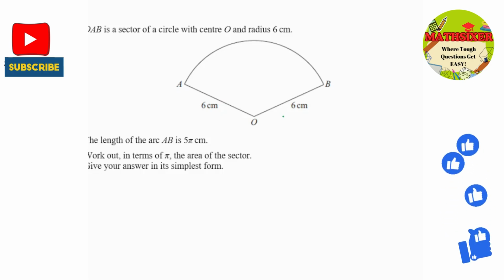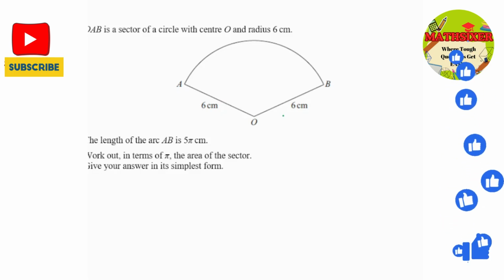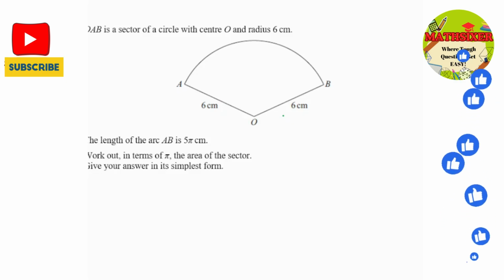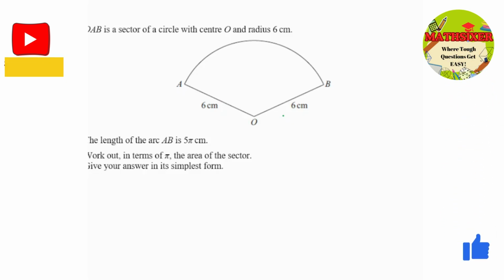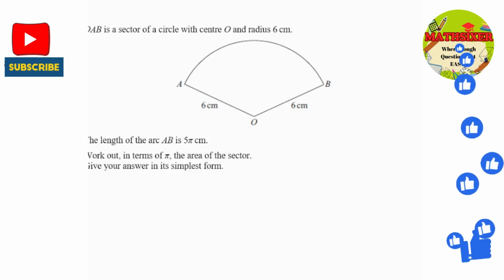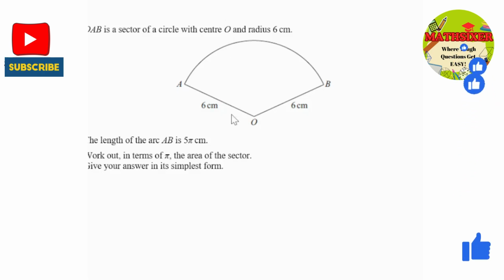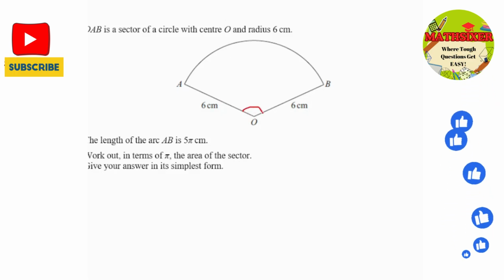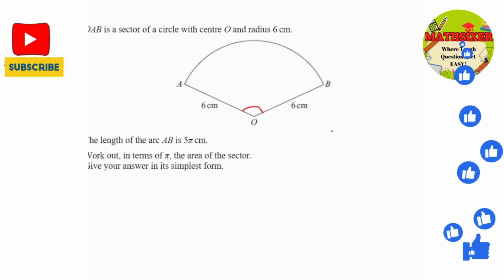Question number 15 says OAB is a sector of a circle with center O and radius 6 cm. The length of the arc AB is 5 pi centimeter. Work out in terms of pi the area of the sector. Give your answer in its simplest form. To find out the area, we must know the angle. We must know the angle of the sector before we find out the area of this sector.